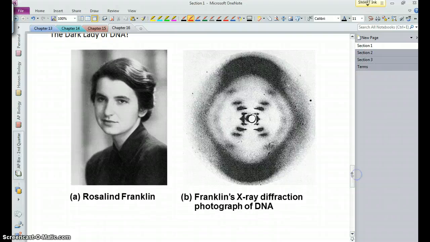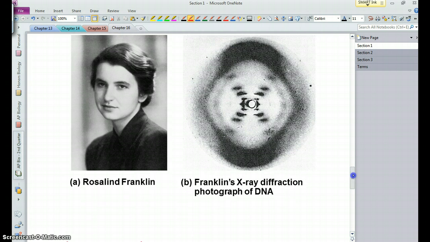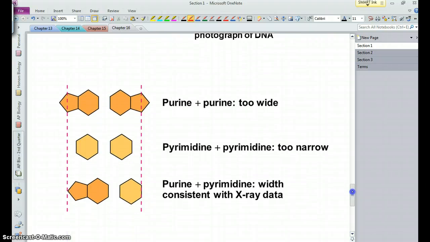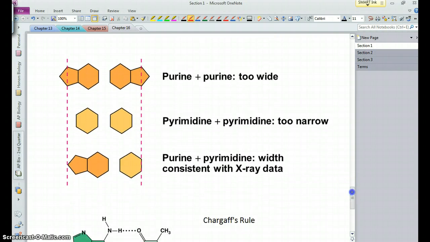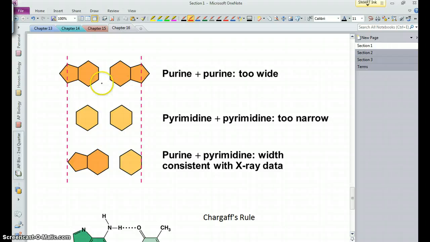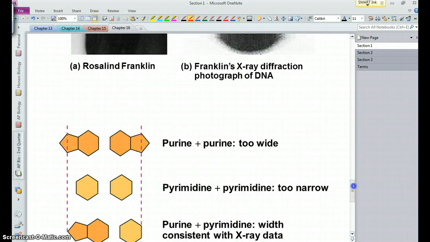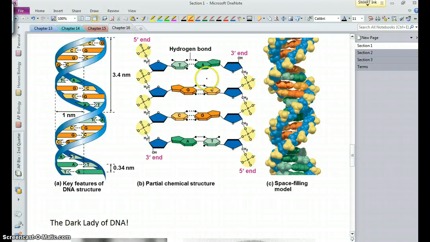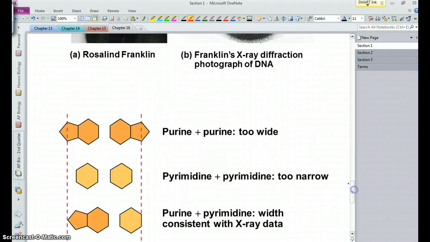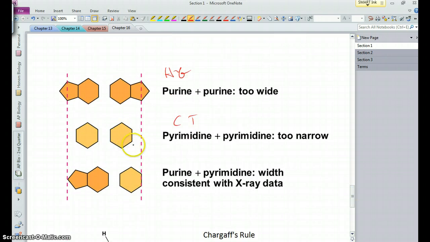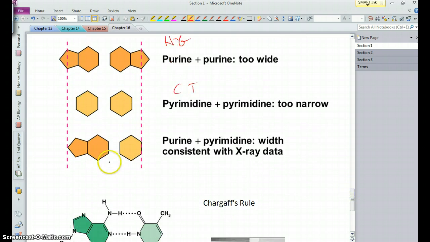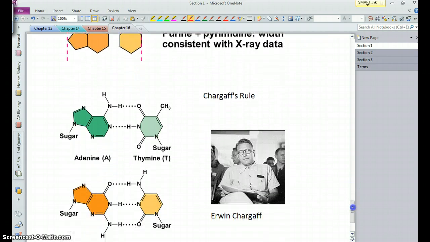Now, apparently the X-ray diffraction pictures give you lots of information about the shape and the dimensions of the molecule, and so when Watson and Crick started playing with the nitrogen bases, if you put 2 of the purines together, and again the purines are adenine and guanine, and the pyrimidines are cytosine and thymine. So if you put 2 purines together, it's too wide. If you put 2 pyrimidines, it's too narrow. But if you put a purine to a pyrimidine together, it's just the right distance.